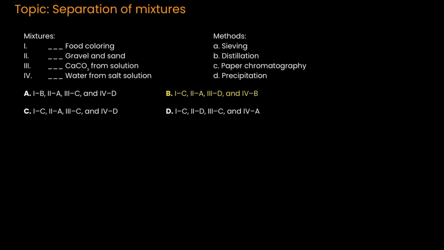Food coloring contains dyes that are soluble in the solvent. Paper chromatography separates them because each dye moves a different distance depending on its solubility in the solvent and its attraction to the paper. Sieving is the process that separates solids from other solids when they are different sizes.